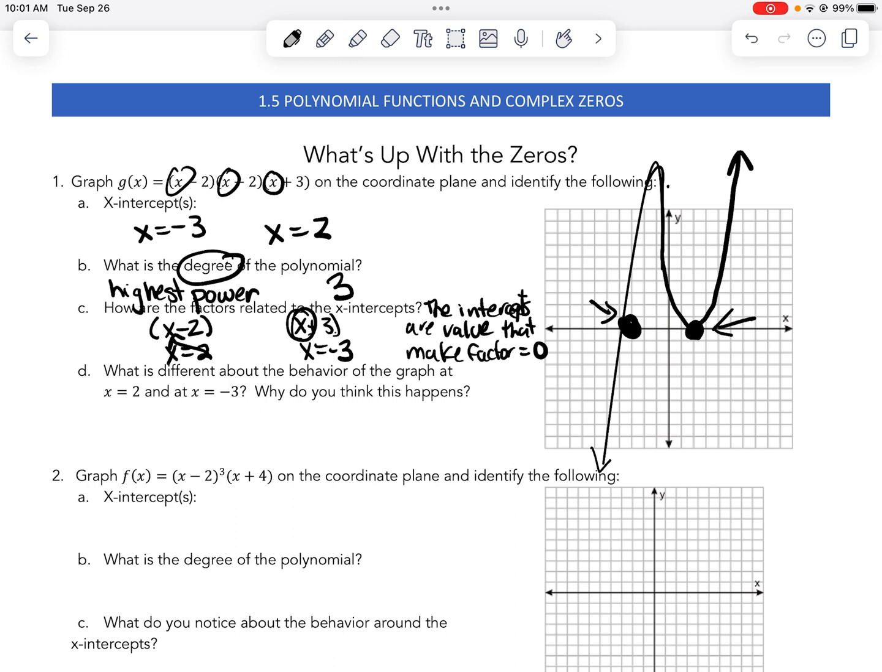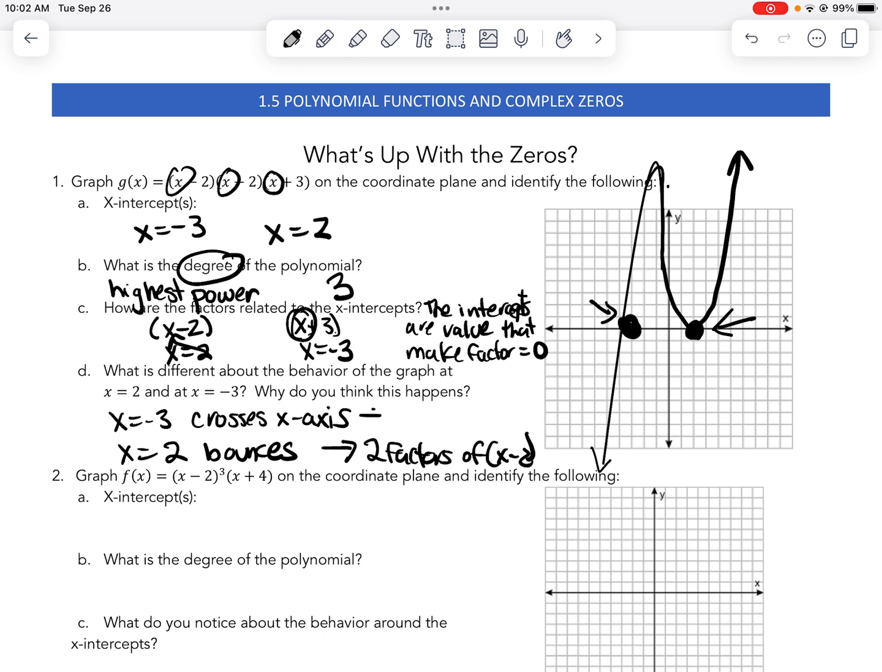So what is different about the behavior of the graph at x equals 2 and x equals -3? What do you think makes that happen? Well, let's see. At x equals -3, it crosses the x-axis. And at x equals 2, it bounces. When I look at that, there are 2 factors of x minus 2, and it bounces, and there's only 1 factor of x plus 3, and it crosses.